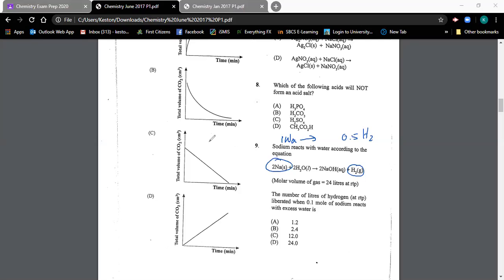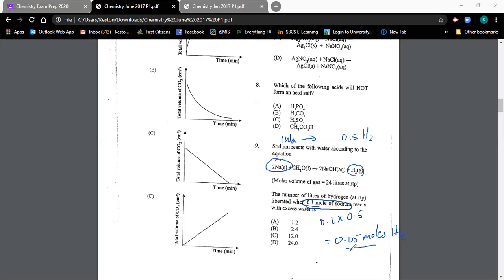Because I have the unit value then, right? So if I want to find for 0.1, I just multiply the 0.1 by 0.5. That will give me 0.05 moles of hydrogen gas. So we know in terms of moles, if we have 0.1 moles of sodium, it will react and give us 0.5 moles of hydrogen.